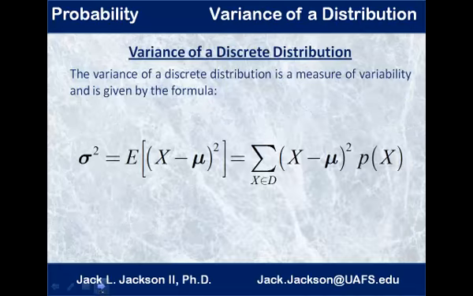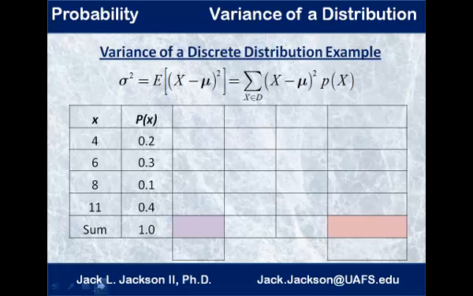Okay, so the first thing we want to do is figure out the mean. To figure out the mean, we're going to first figure out the x's times the probability of the x's, and here they are in this table. 4 times 0.2 is 0.8, 6 times 0.3 is 1.8, 8 times 0.1 is 0.8, and 11 times 0.4 is 4.4. We add those up, we get 7.8. That is the mu up here in the formula, and that is our mean.